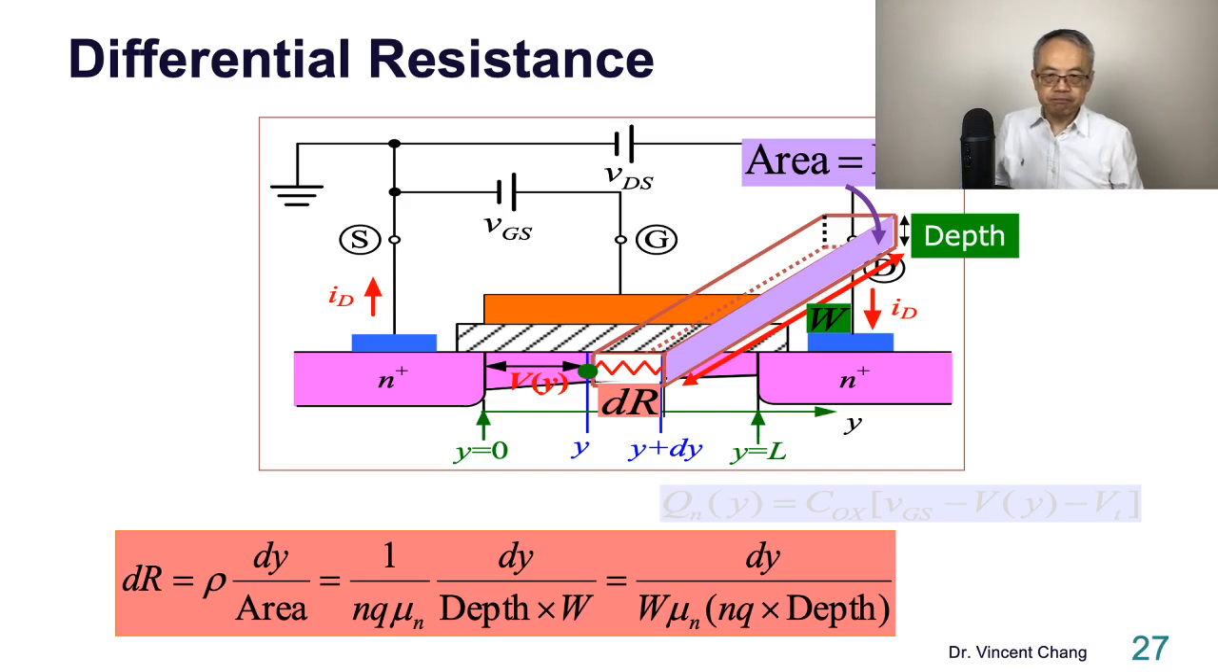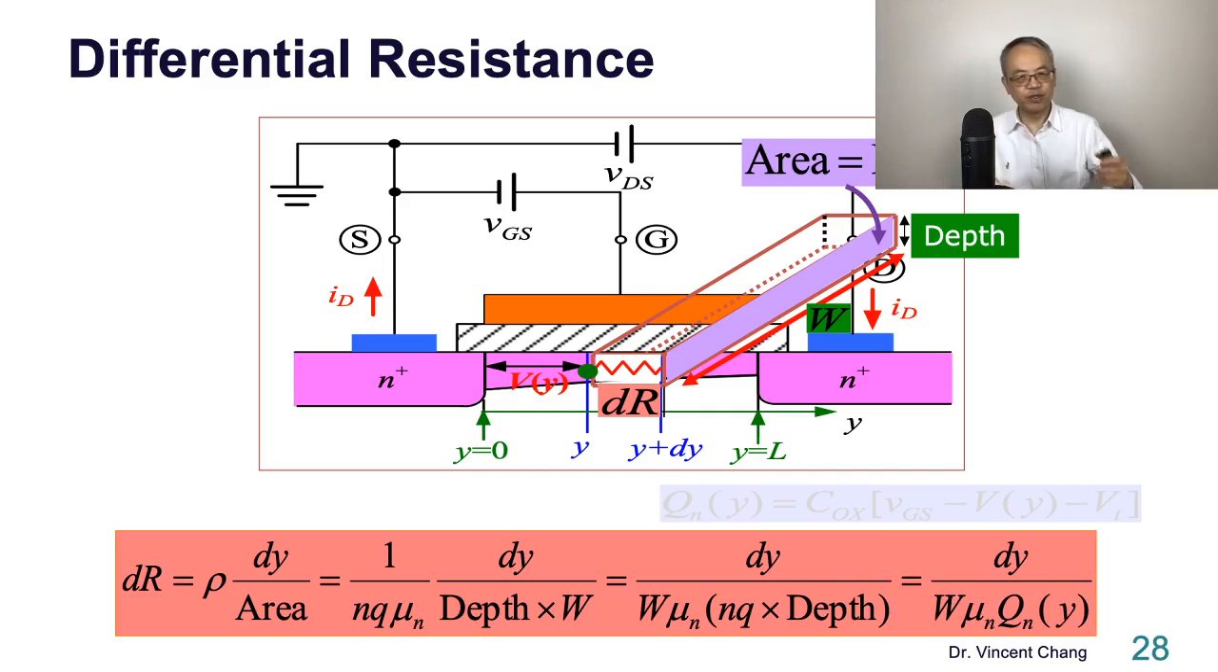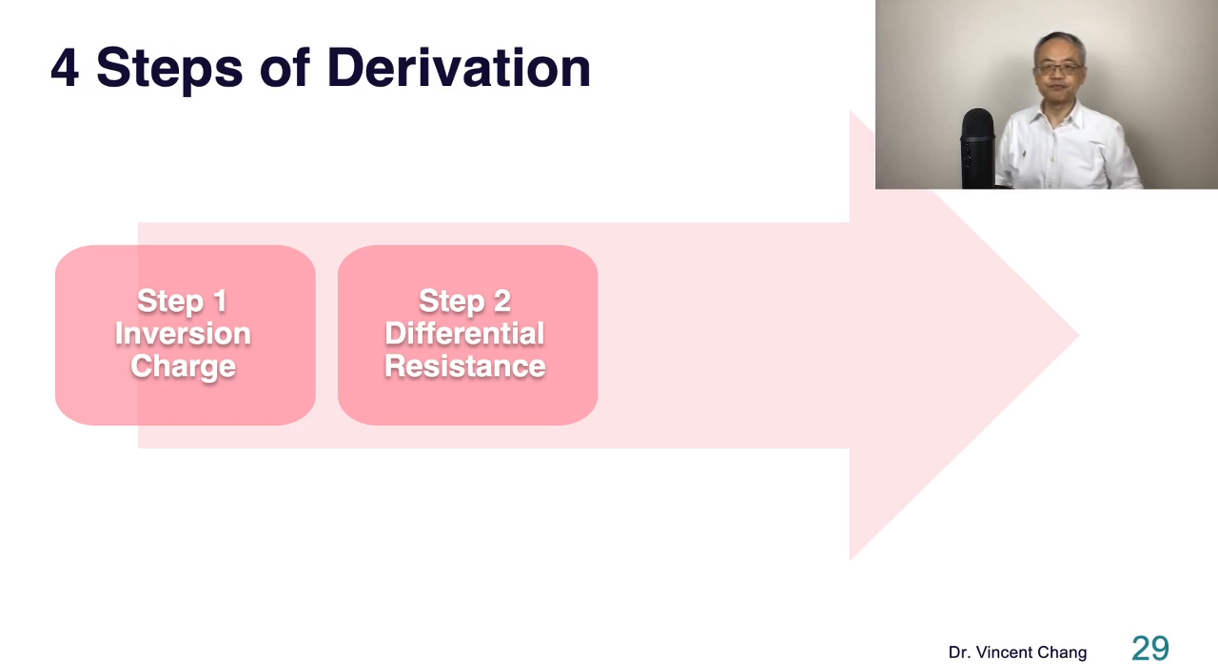And now, let's rearrange a little bit. Just pull out the W and the mu and put NQ depth together. So what is the NQ times depth? Electron concentration, electronic charge, and depth, which is exactly the same as the inversion charge per unit area. You can check the dimension by yourself. NQ times the channel depth equals the inversion charge. Now, we have completed the first 2 steps.